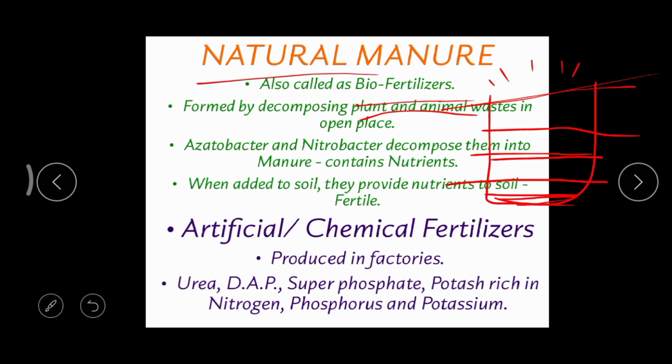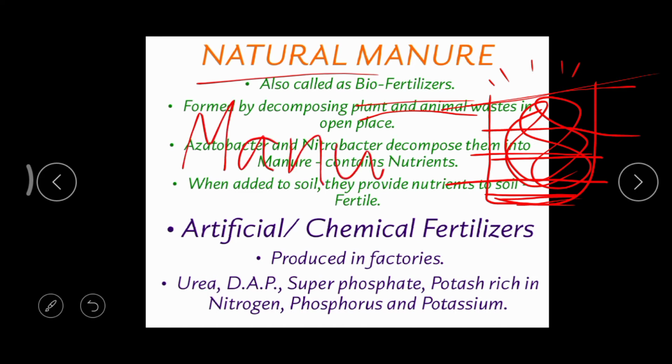After 2 to 3 months, all this plant and animal material decomposes, and so it becomes a good manure. Correct. So in this way, naturally we can prepare this manure. But to prepare this kind of manure, we need to wait for some time, that means 3 to 4 months.